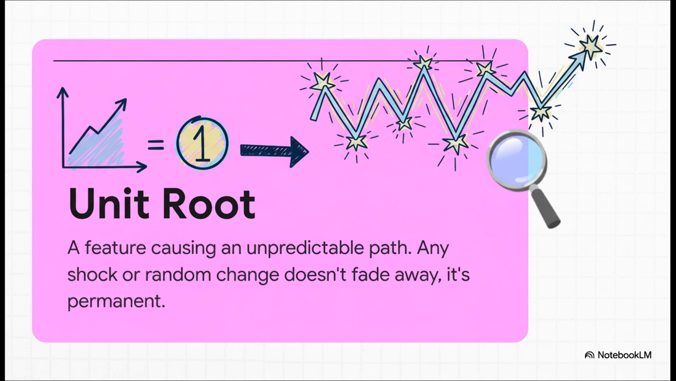A unit root is the statistical gremlin that causes this wandering, unpredictable path. To put it simply, it means that wherever the data is right now, well, its next step is going to be that same spot plus some random change. Because of this, any kind of shock or surprise doesn't just fade away, it gets permanently baked into the data's future. It's now part of its DNA.